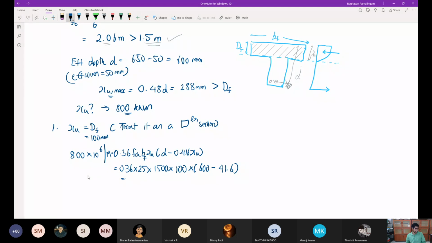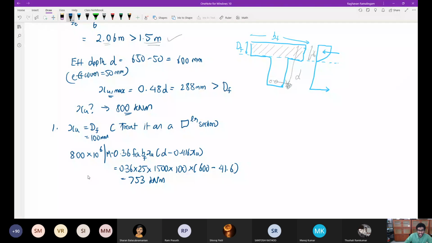It's just a simple calculation. So I'm getting 753. Okay, others? How much do you get? 753.84. Okay, so you get 753 kilonewton meter only. You do not get 800.